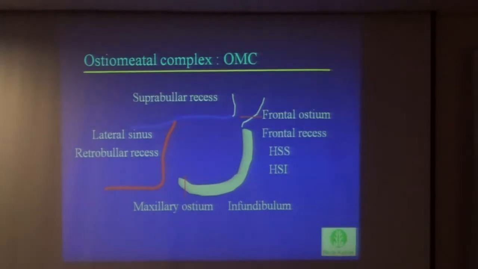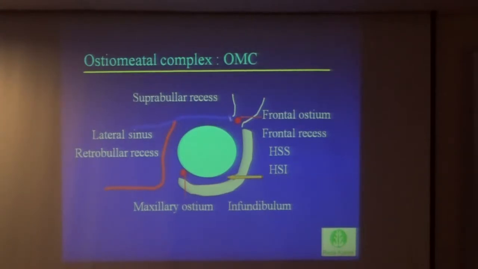The ostiomeatal complex, the bulla is the core, the bulla is the center, and accordingly we can locate the frontal sinus ostium at the bulla-uncinate angle, anterior, superior. Whenever you want to locate the frontal sinus ostium, always the bulla is there, the bulla-uncinate angle, anterior and superior. If you want to locate the maxillary sinus ostium, the maxillary sinus ostium is located at the bulla-uncinate angle, posterior, inferior.